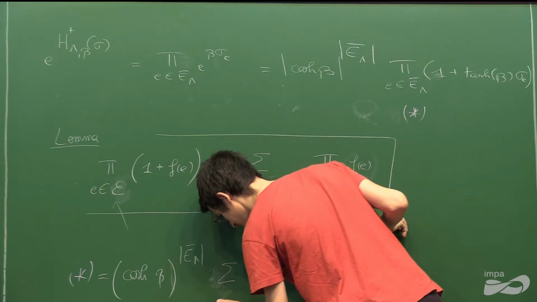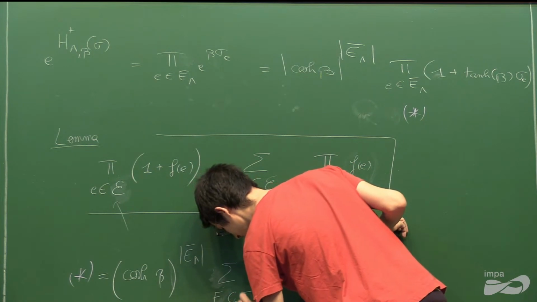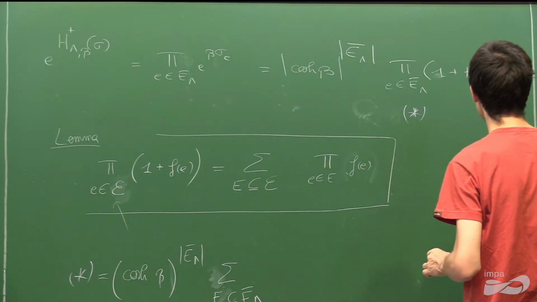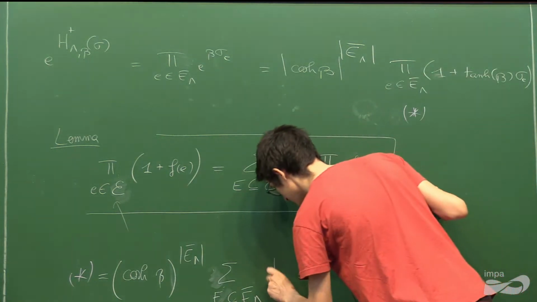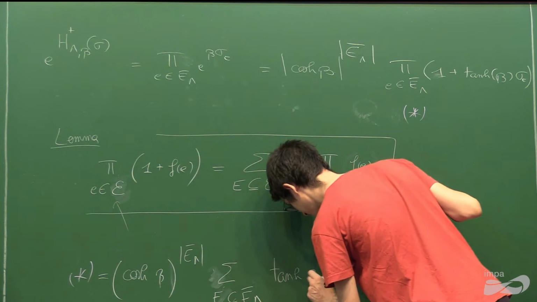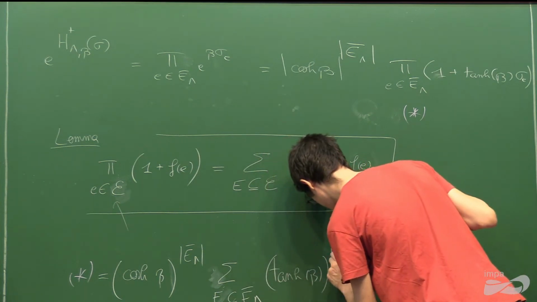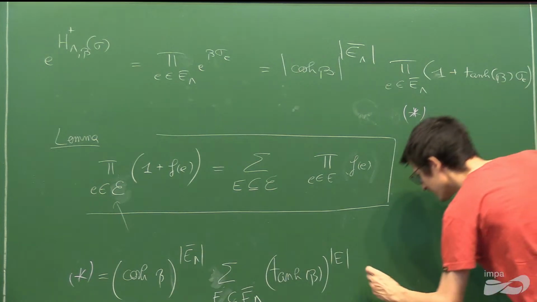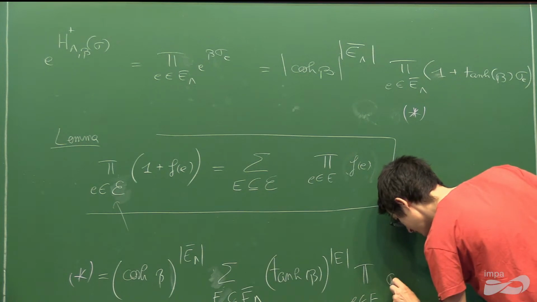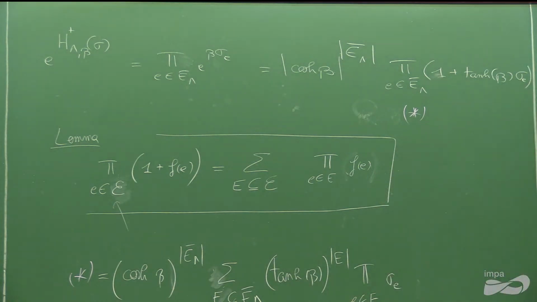the sum over E included in E lambda of hyperbolic tangent of beta to the power of the cardinality of E times the product over E in E of sigma E. Okay, and I think we are done here.